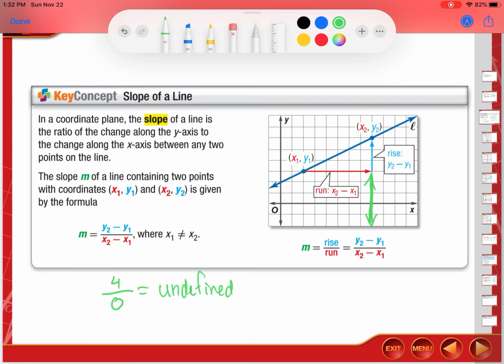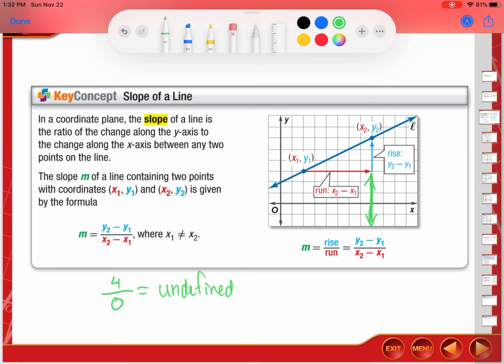The reason for this is if you divide a number by 0, you can't do it. It's fake math, and we don't do fake math in here. If you took your calculator and punched in 4 divided by 0, it'll give you an error, because you can't divide those numbers.